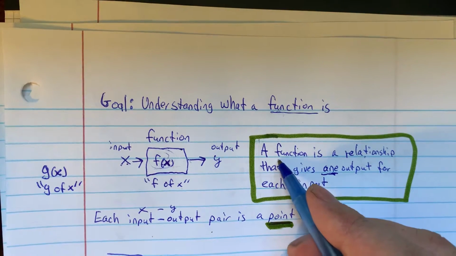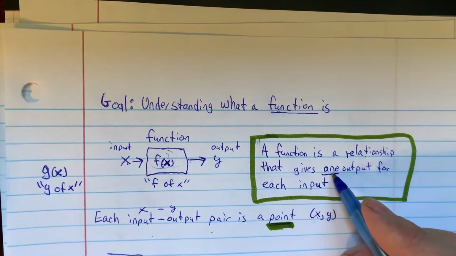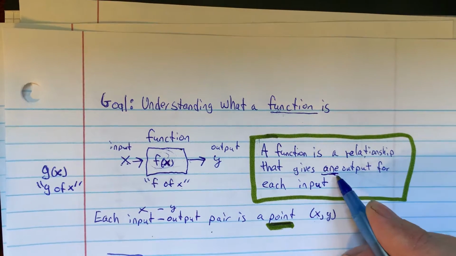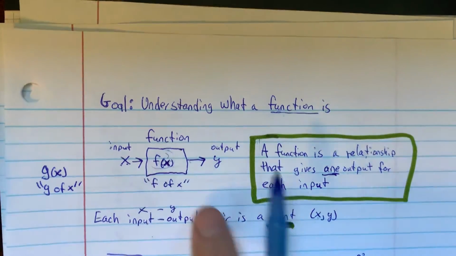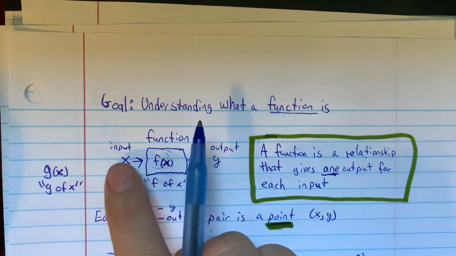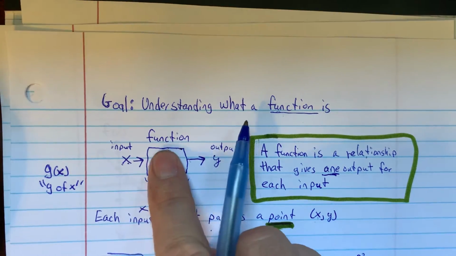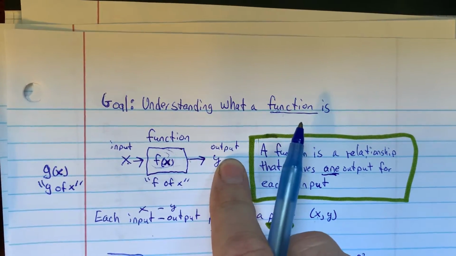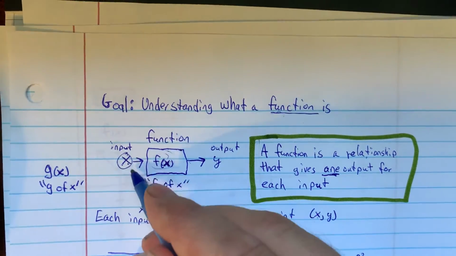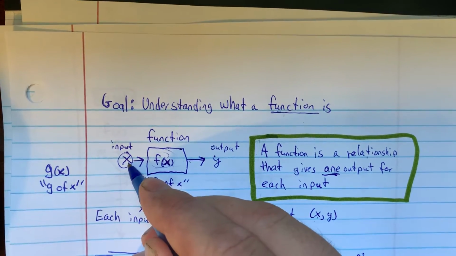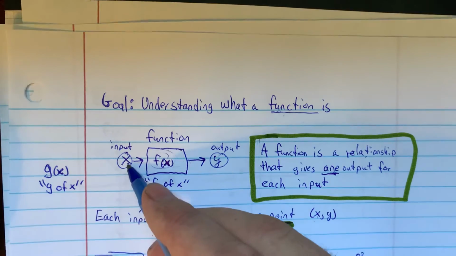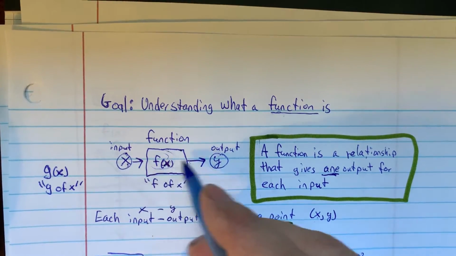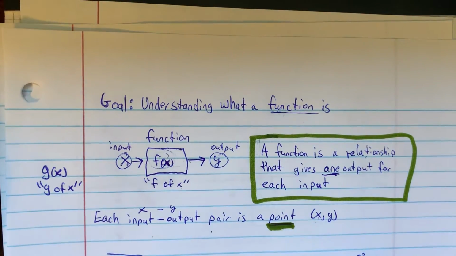So a function is a relationship that gives exactly one output for every input. And a lot of times we'll think of a function as like a box that when you put in an input, it tells us what the output is. So in general, we will use x as the variable for our inputs and y as the variable for our outputs. So when you see an x, you can be fairly sure that that's an input. And if you see a y, you can be fairly sure that's an output.